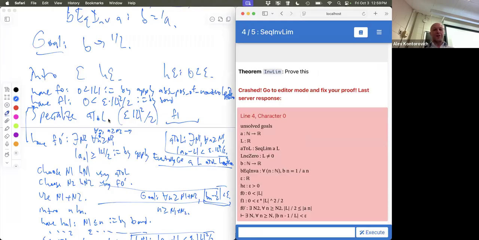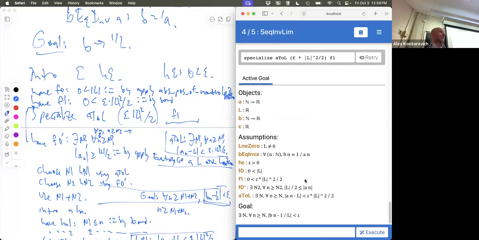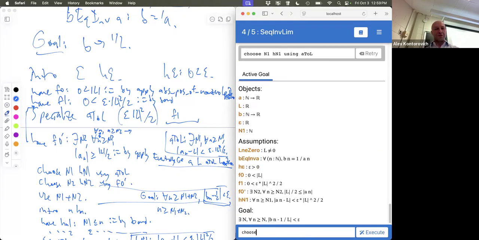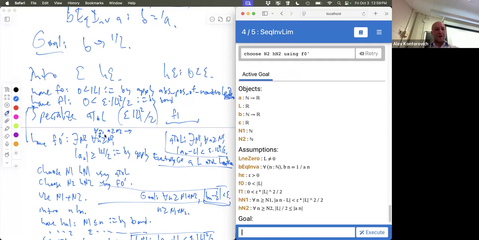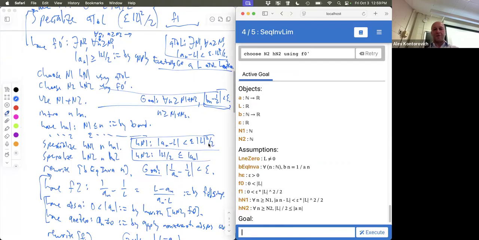Now we have that, we're ready to specialize. Specialize A to L, where instead of epsilon, we're going to use epsilon times absolute value of L squared over 2, and then F1 for the proof. So far, so good. Choose N1, HN1 using A to L. Choose N2, HN2 using F0 prime. All right, we've got our N1 and N2. Now let's use N1 plus N2 and intro N and HN.